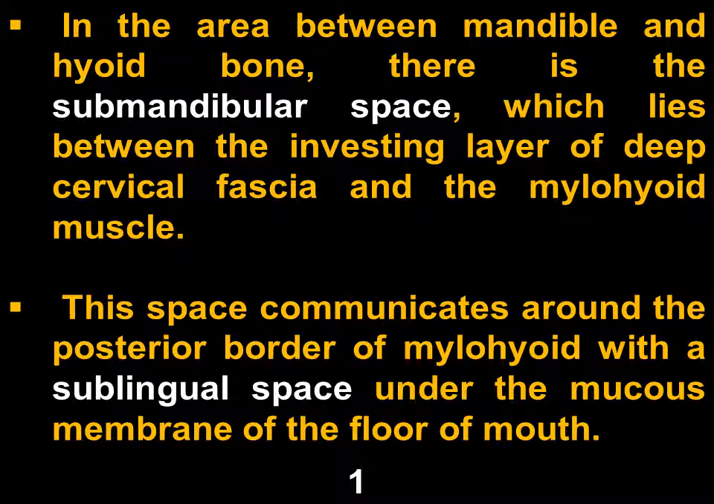فصار بين المايلوهايد والinvesting fascia يمتد من الماندبل إلى الهايد بون. السبيس هذا communicate around the posterior border of mylohyoid with another space يسموه sublingual space under the mucous membrane of the floor of the mouth.